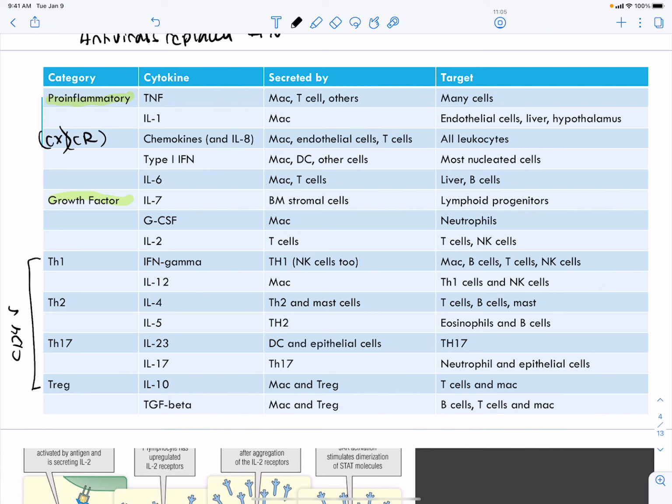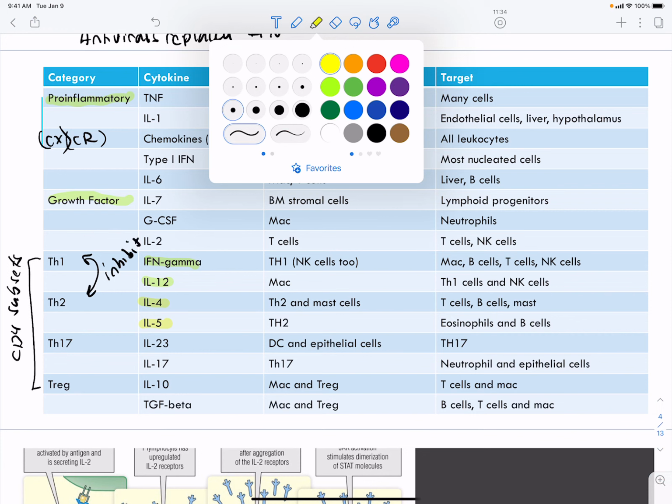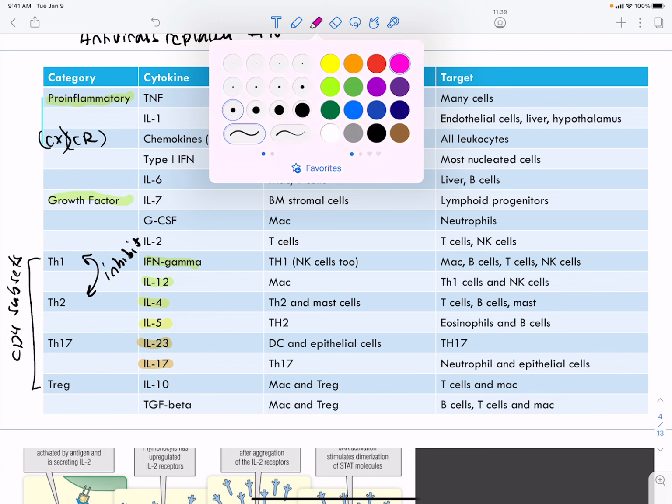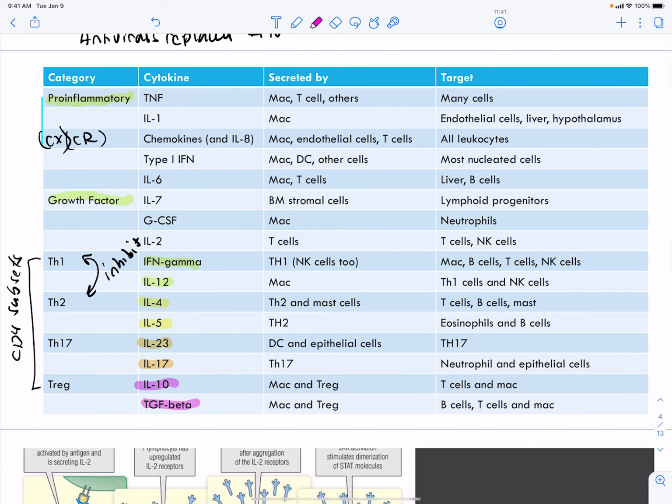We also have our different T cell subsets, CD4s. These are CD4 subsets. Th1 and Th2 kind of inhibit each other. So if your body does decide to go with a Th2 response, it'll suppress a Th1 response and vice versa. So it's important to get those correct, or else you have the wrong response for the wrong potential pathogen. Our Th1s are going to be interferon gamma, IL-12. Our Th2s are going to be IL-4, IL-5. Th17 is going to be IL-23 and IL-17. And then we have, of course, our Tregs, IL-10, TGF-beta.